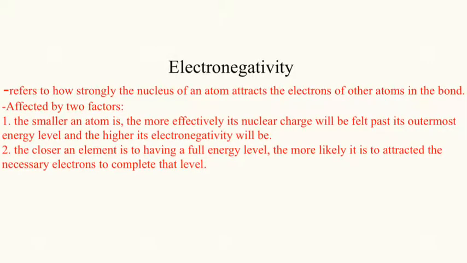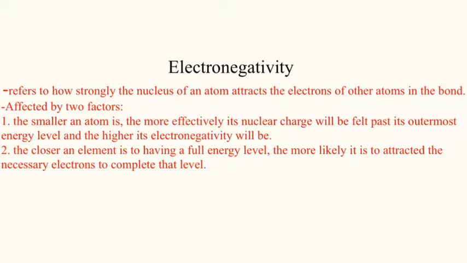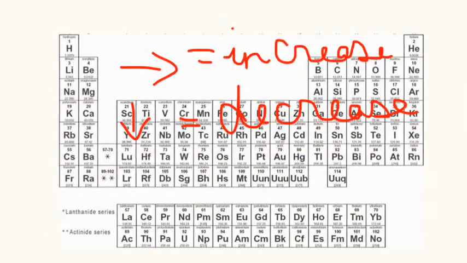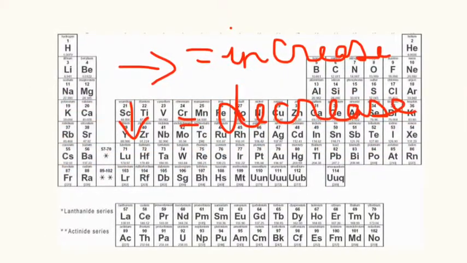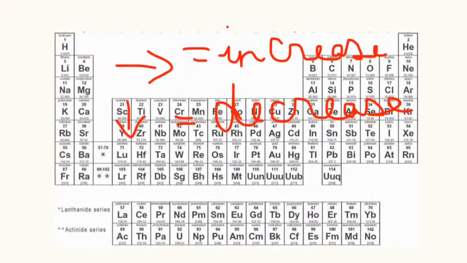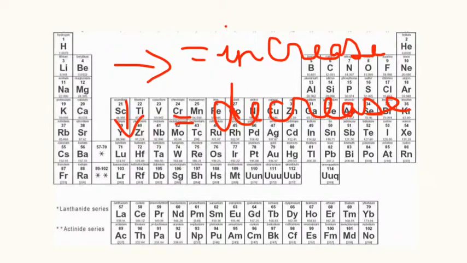Second, the closer an element is to having a full energy shell, the more likely it is to attract the necessary electrons to complete that level. And in general, moving from left to right across a period, the electronegativity increases, and moving down a group, electronegativity decreases.